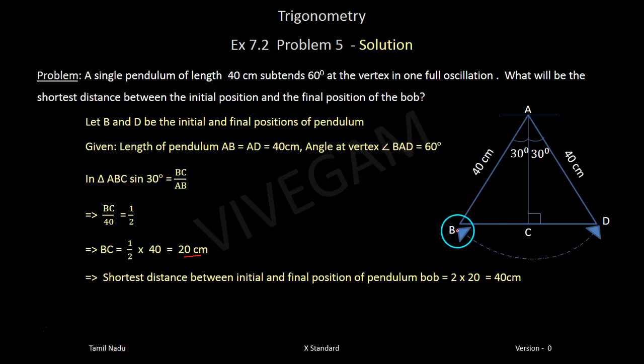So the shortest distance between the initial and the final position is 2 into 20, because this is 20 and this is also 20. So 2 into 20, that is equal to 40 centimeter.